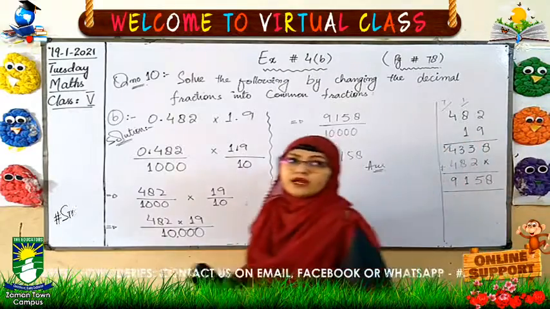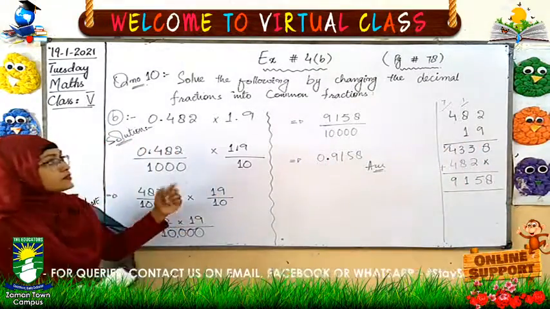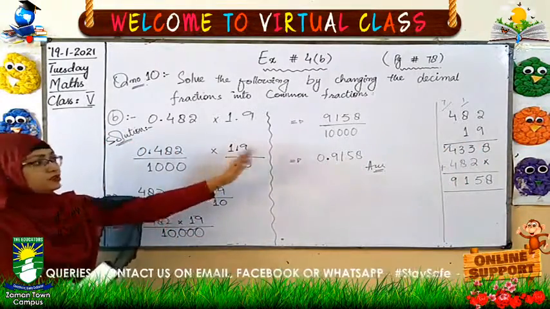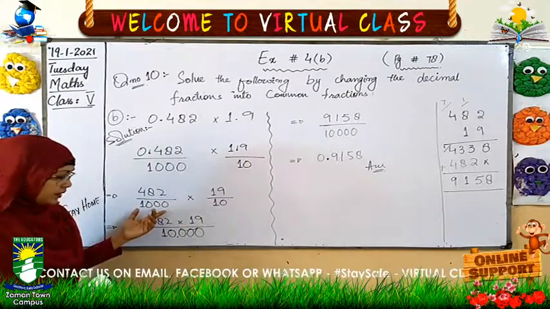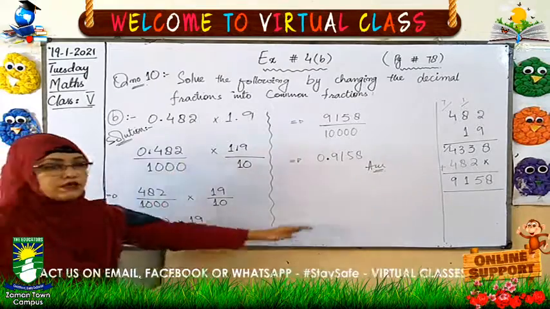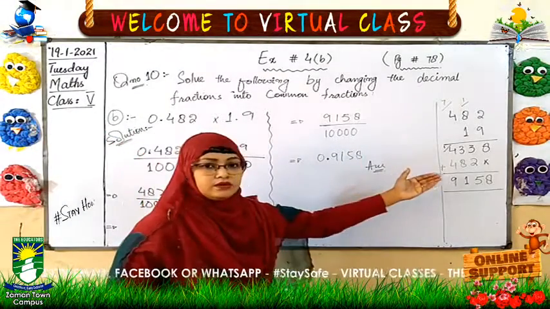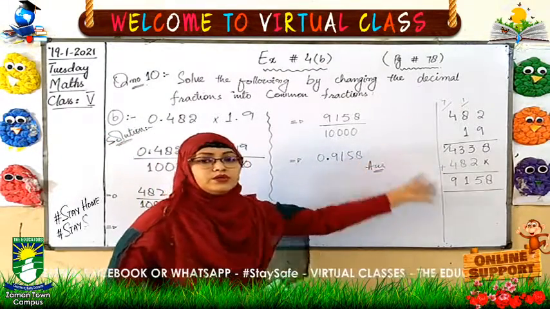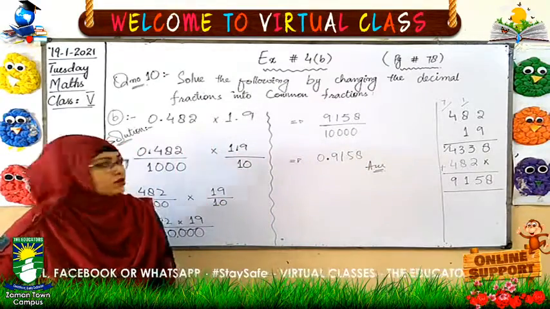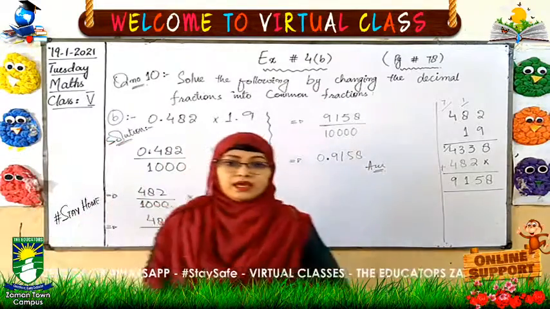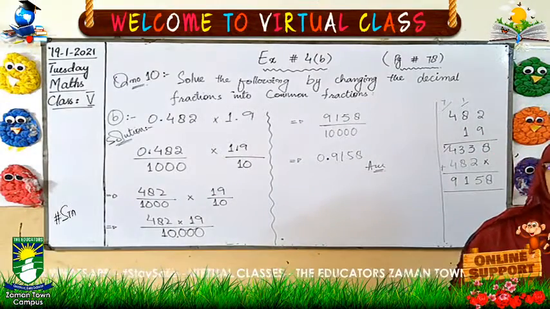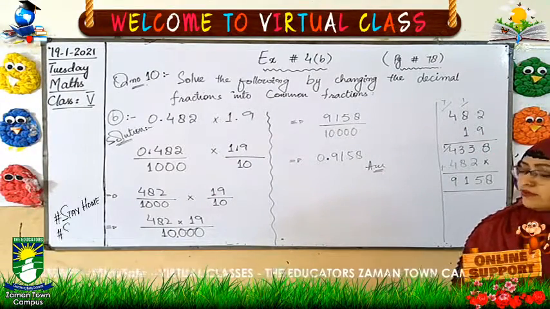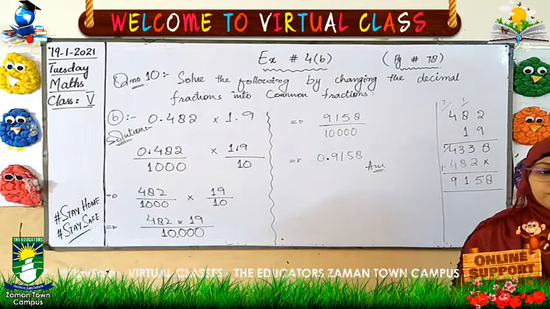Okay. What did we have to do? We had to convert the simple decimal numbers into common fractions, and after that do the multiplication, and after multiplication reconvert it into a decimal number. Question number 10, A, B and C is your homework. We have done two questions, and the remaining part you will do yourself. The same pattern, same procedure you will follow.